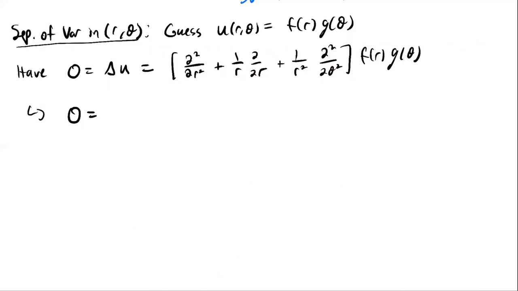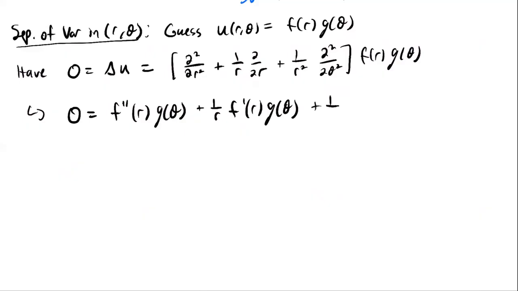And so the first operator gives us f prime prime of r and leaves g unchanged. The second operator here will give us 1 over r times f prime of r, and again leave g unchanged. And then the final operator here will give us 1 over r squared, leave f unchanged, and then I'll get g prime prime of theta. And so if u has this special form, then Laplace's equation in polar coordinates reduces to this equation. And now we're going to convert this to two ordinary differential equations in r and theta separately, as we've done several times by now.